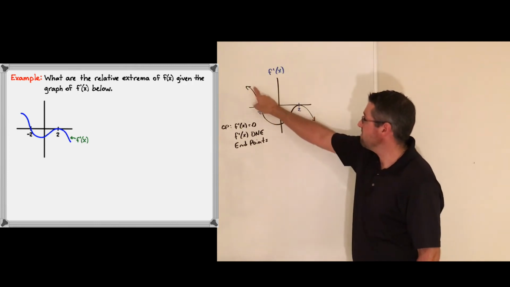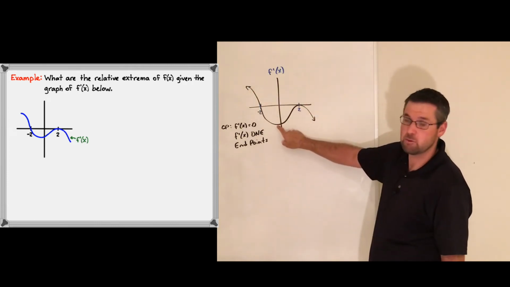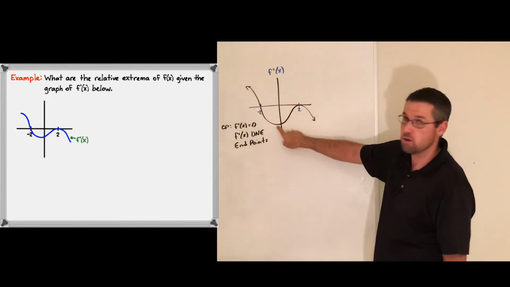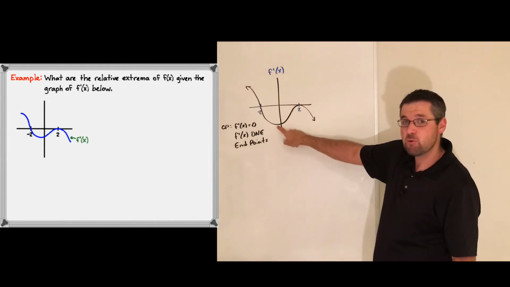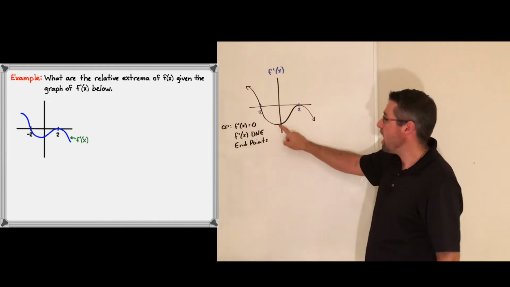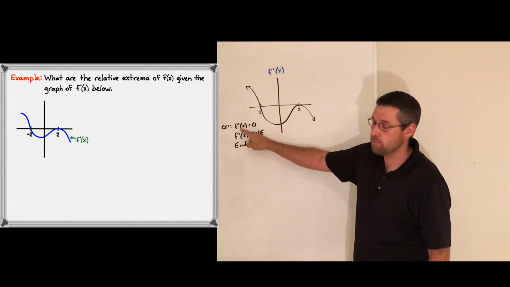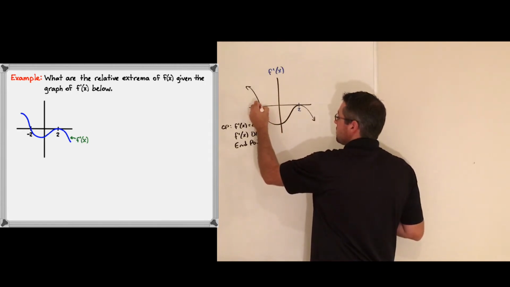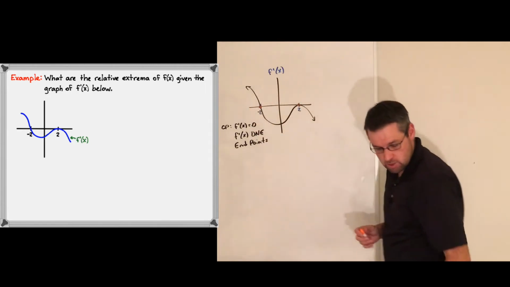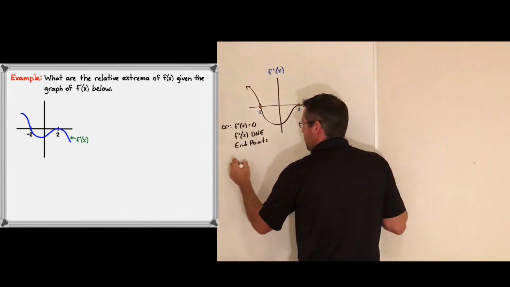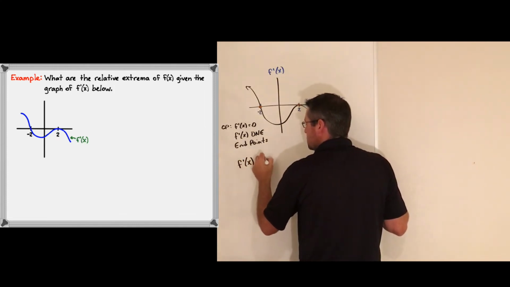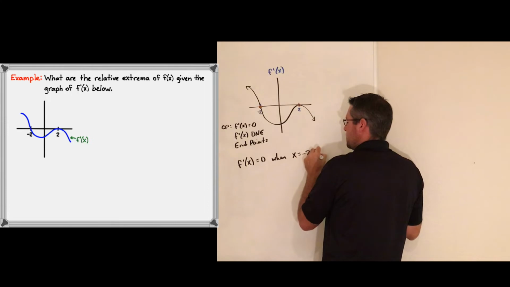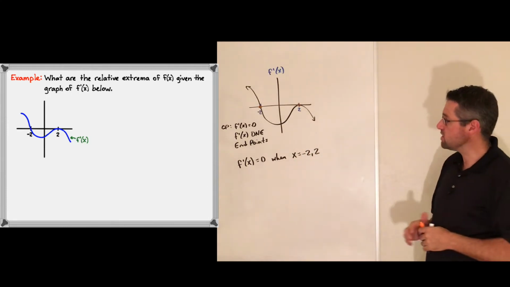The derivative of this graph equals 0 here because there's a horizontal tangent. So the derivative of f prime equals 0 here. But I'm not asking for when the derivative of f prime equals 0. I'm asking for when f prime equals 0. Since this is the f prime graph, f prime equals 0 here and here. So let me write that down: f prime of x equals 0 when x equals -2 and 2.